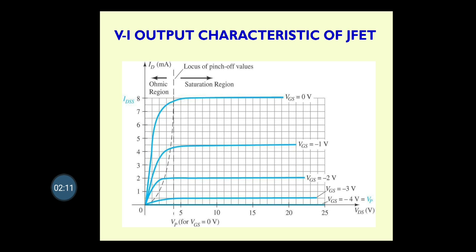So as you go on increasing the VGS, the drain current decreases, and at some point the drain current becomes 0. So that VGS voltage, gate to source voltage, where the drain current becomes 0, is called as pinch off voltage.